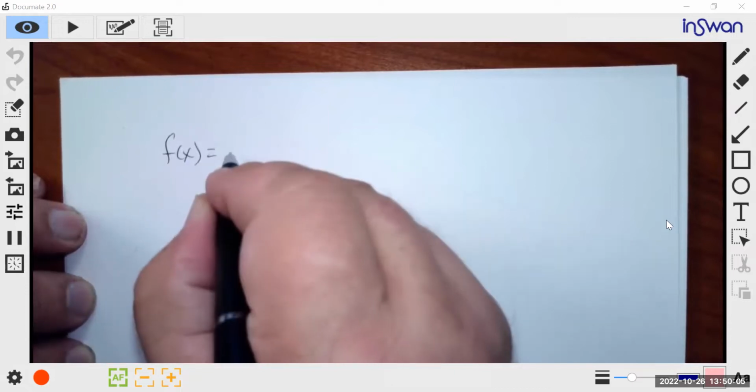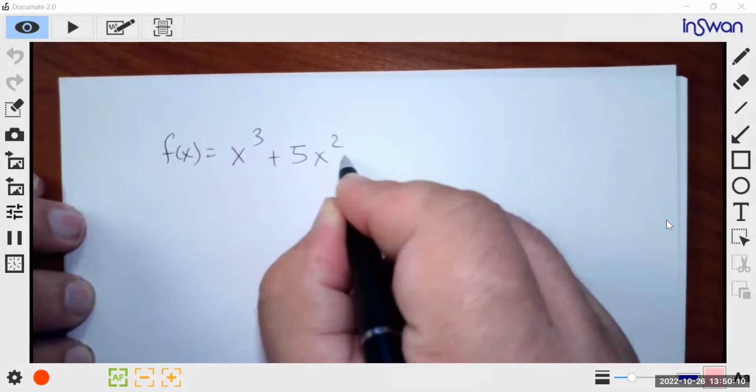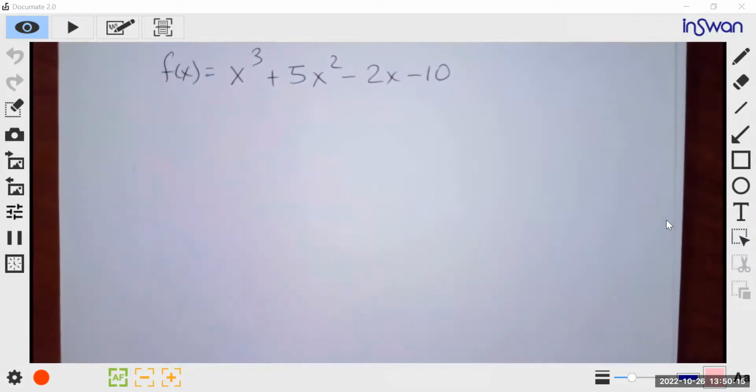f of x equals x cubed plus 5x squared minus 2x minus 10. Same thing. Find me the positives, negatives, and the rational zeros.